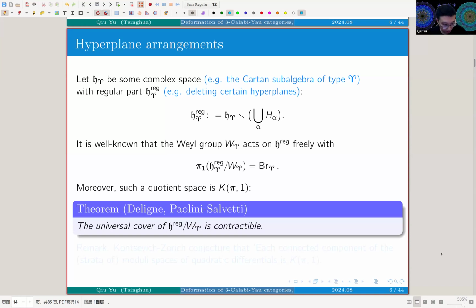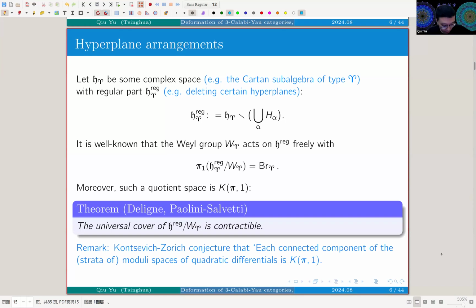So this is a famous conjecture in geometric group theory. And for the finite type, it was proved by Deligne many years ago. And 5 years ago, the Euclidean case was proved by Paolini and Salvetti.